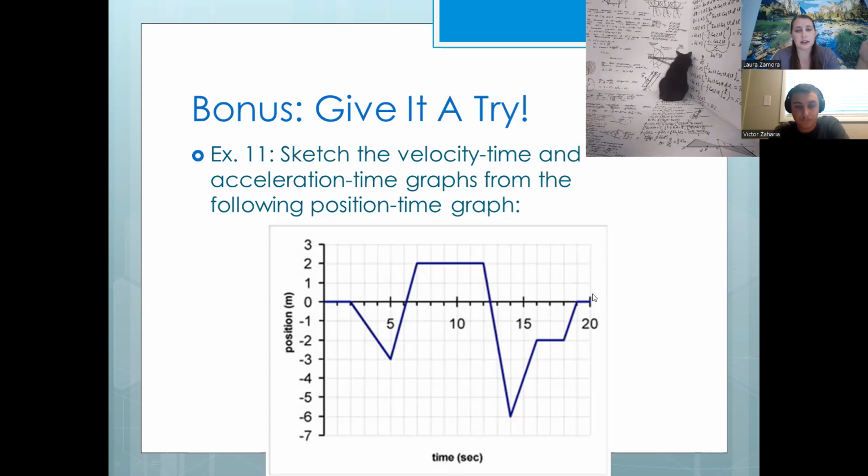Now, once we have our velocity time graph drawn, you should notice that each of those segments, even if they're at a different part along the y-axis, each of those segments has a slope of 0 because they're all horizontal lines. And so our acceleration time graph would be a flat line at 0.